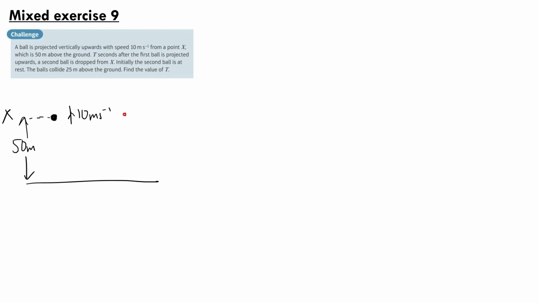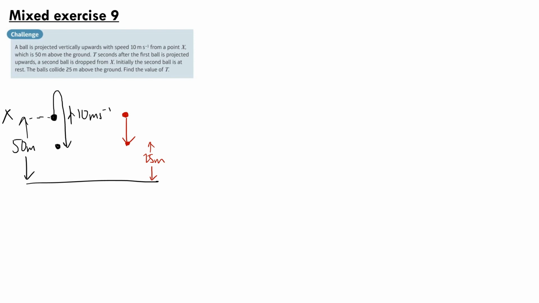Okay, so we'll draw this in red. And this is dropped from x, so its initial velocity is 0. It starts from rest. And they collide 25 meters above the ground. So when this ball here reaches 25 meters, so down here, we know that the black ball will also be here. So the red ball will travel from x down to this point here, 25 meters above the ground, and the black ball will have to travel upwards and then fall back downwards to that point there.